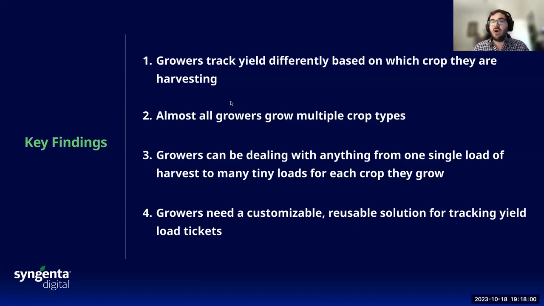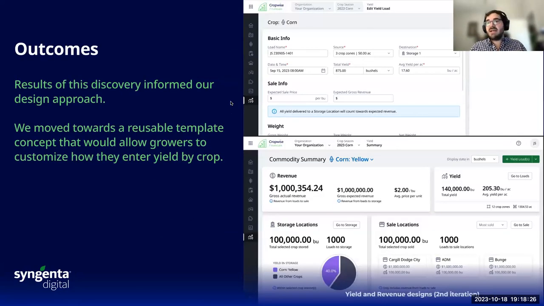How the grower handles all of those different types of loads are wildly different. Some get a massive Excel file with 300 different entries. Others just get it all in one load. And so thinking all of those pieces together, our conclusion we really ran to is that growers need a customizable, reusable solution for tracking these yield load tickets, tracking, understanding how much they made off of the field and where it went.